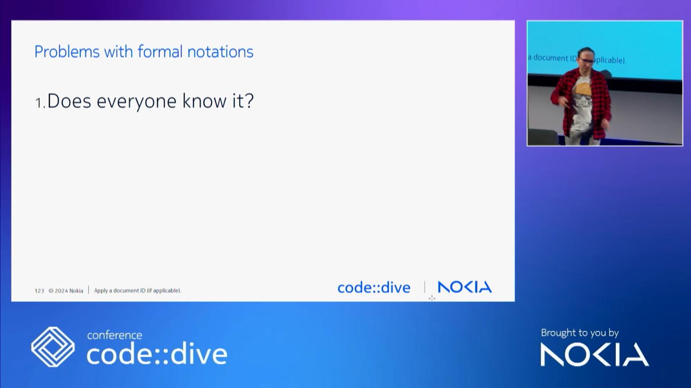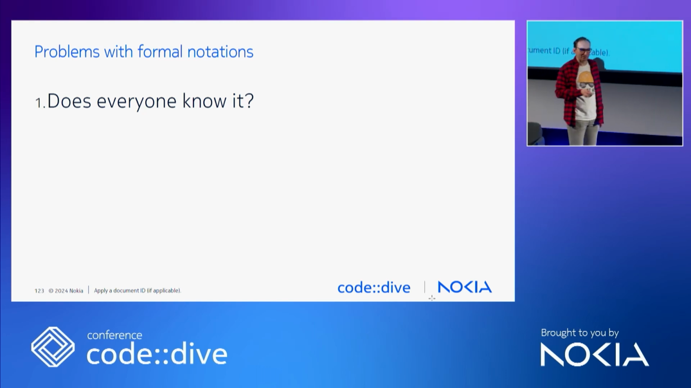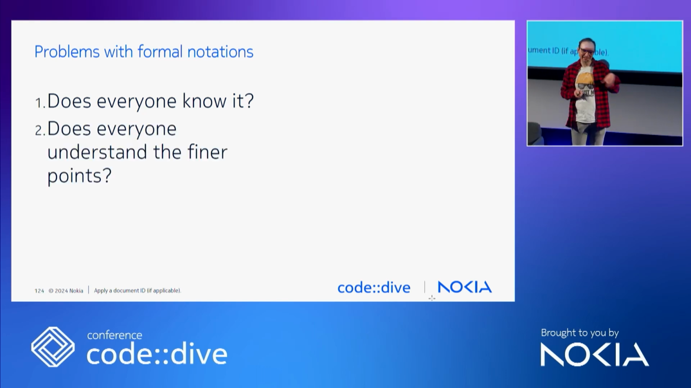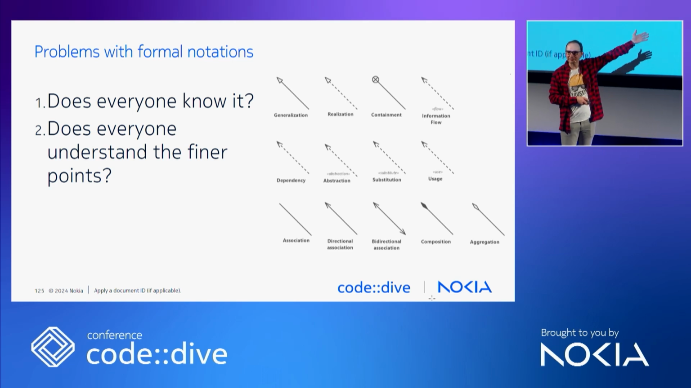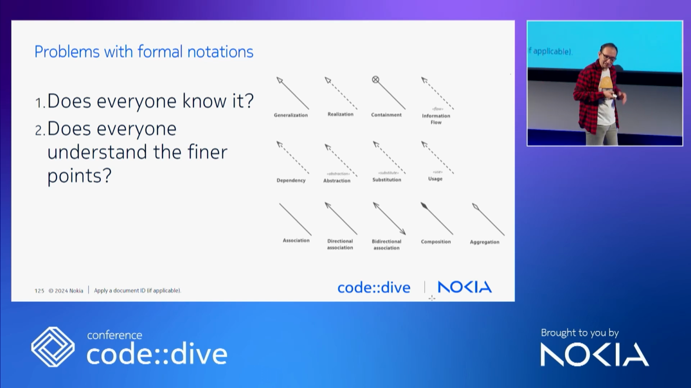Ooh, roughly half of you. Okay, does everyone understand the finer points of UML? For example, there are 13 different types of connections in UML. Do you know them all? And those are just arrows. There are boxes, circles, and other syntactic elements in UML. But this is not the core of the problem.